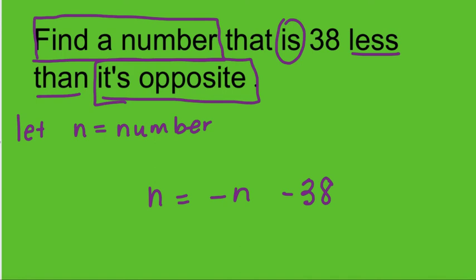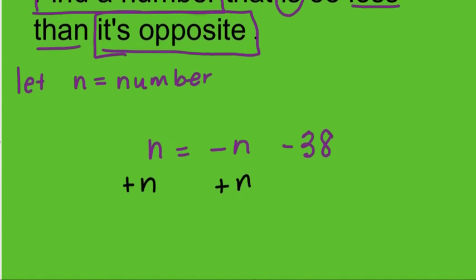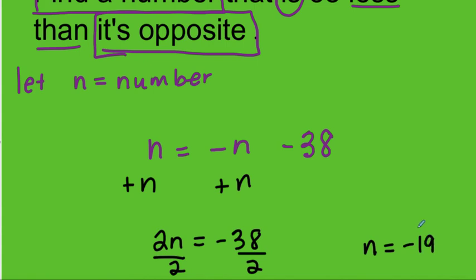All right, now we're ready to solve. Bring the smaller variable to the larger. So I'm going to bring that negative 1n to the other side by doing its opposite. I'm going to add the like terms. I get 2n equals negative 38. And then, yep, you guessed it, I divide by 2. All right, and that's going to give me n equals negative 19.